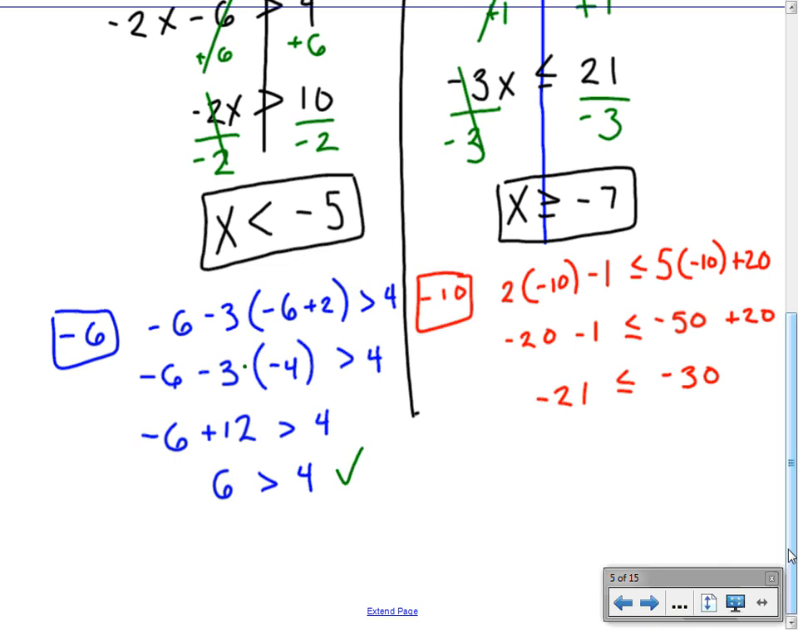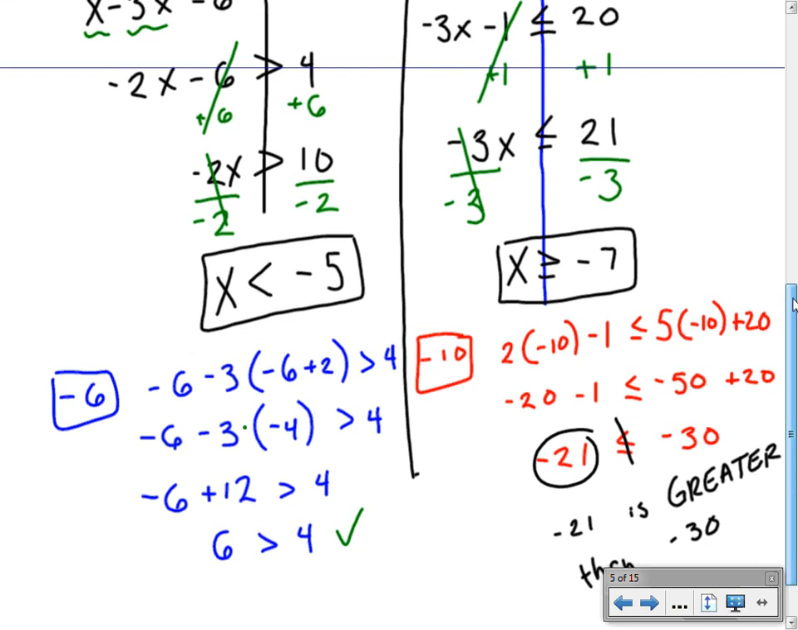Now right here, it's saying negative 21 is less than or equal to negative 30, right? Negative 21 is greater than negative 30, okay? So this is not true. So you can see that when I plug in a number that was smaller than negative 7 in this case, it made my inequality false. It gave me something that isn't true.